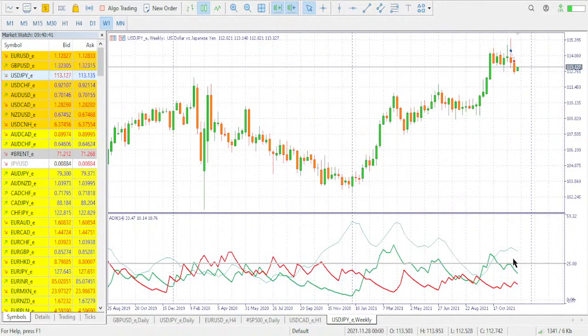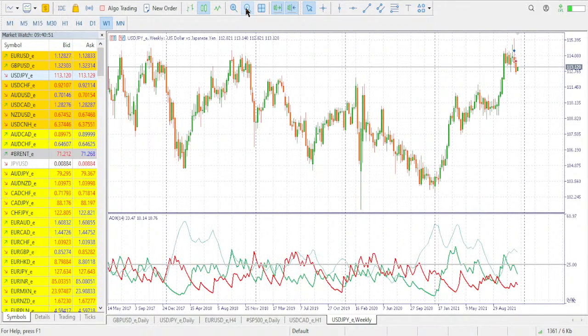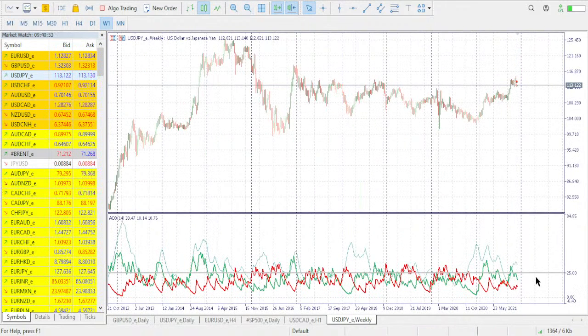Then on the weekly chart, it's where we see that the thin line is above 25 and the green one is above the red one, which means we are in an uptrend. So although the price looks like, based on this indicator, it is going upwards, we do have a level here.